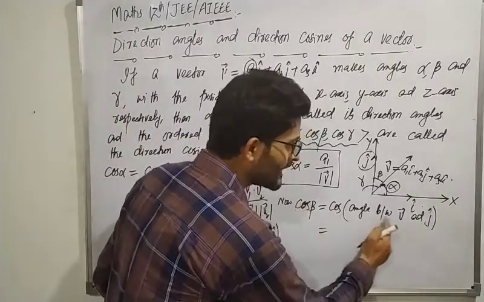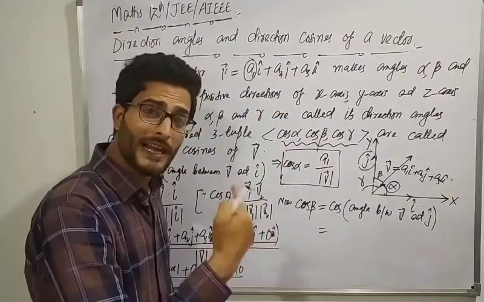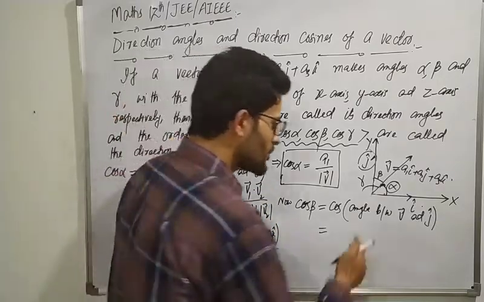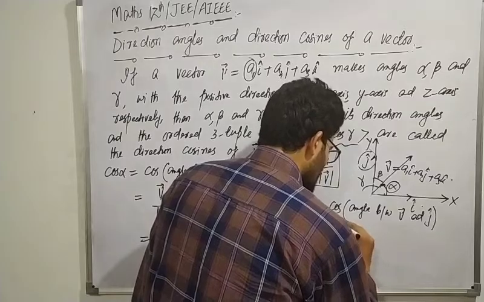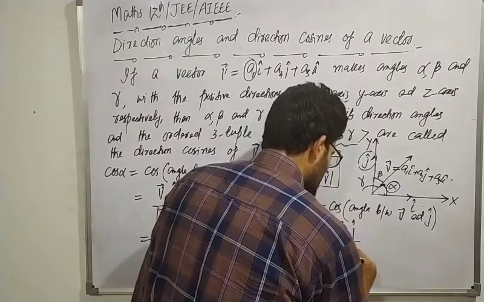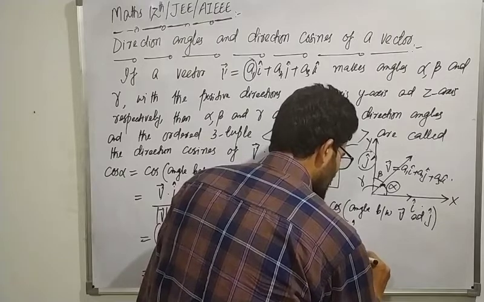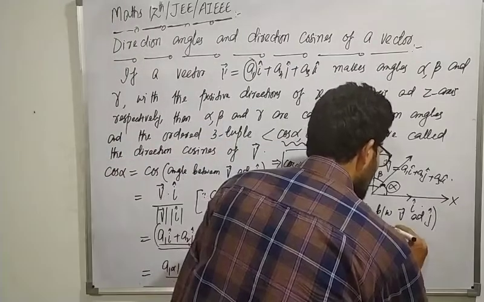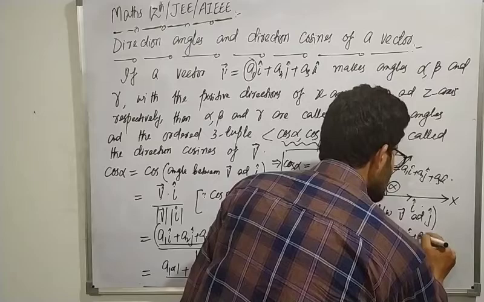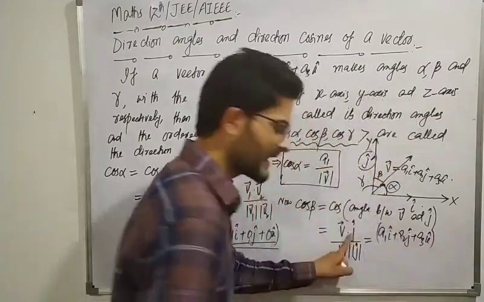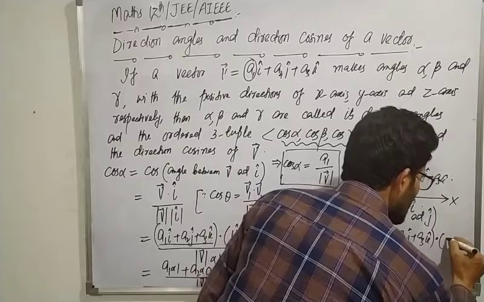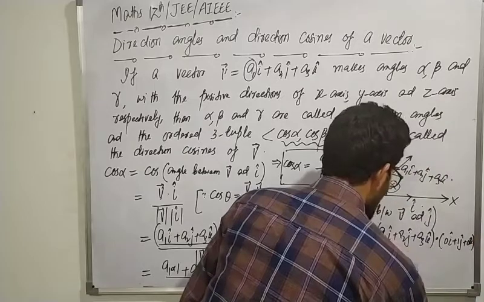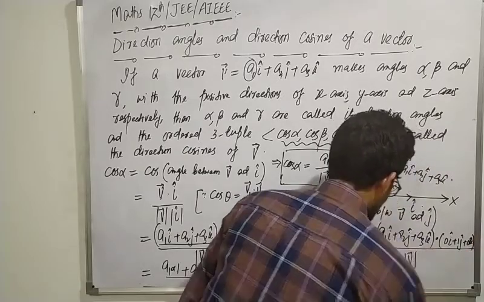That's equal to the cosine of the angle between two vectors. By the previous topic, the cosine of the angle between two vectors is equal to their dot product divided by the product of their magnitudes. So vector v dot j cap divided by magnitude of vector v into magnitude of j. That's further equal, put the value of v again, a1i plus a2j plus a3k dot j, but instead of j we can write 0i plus 1j plus 0k, divided by magnitude of vector v into magnitude of j.